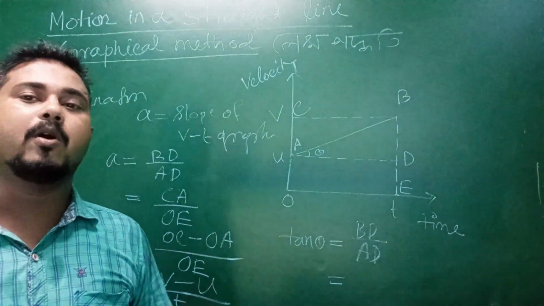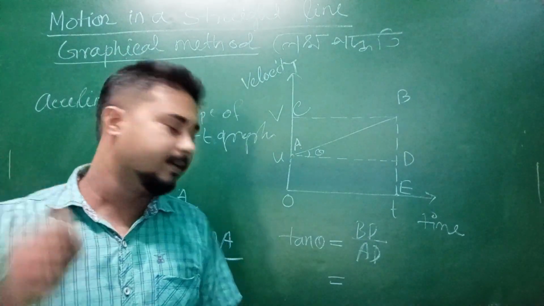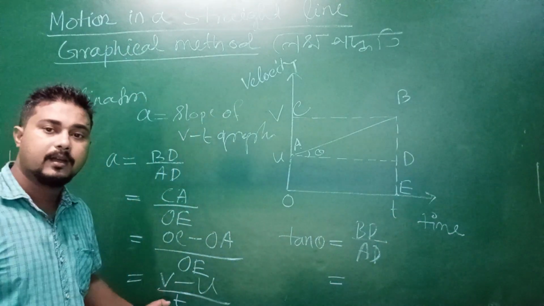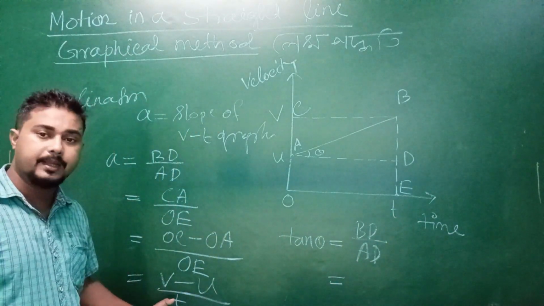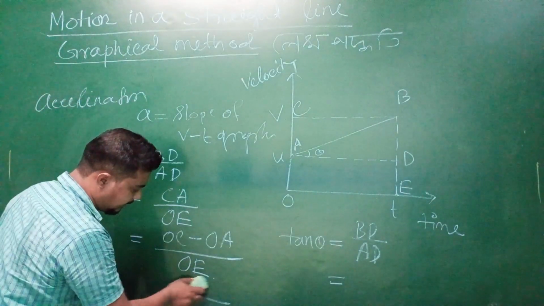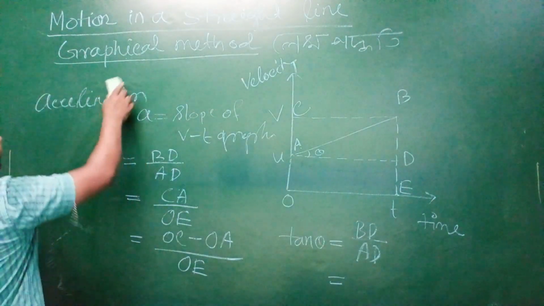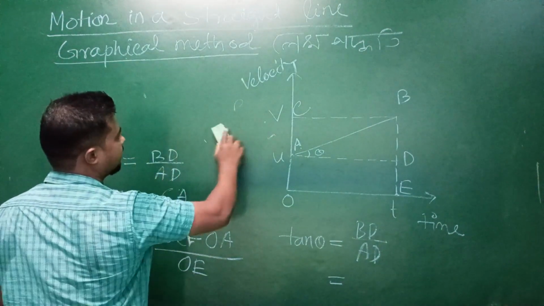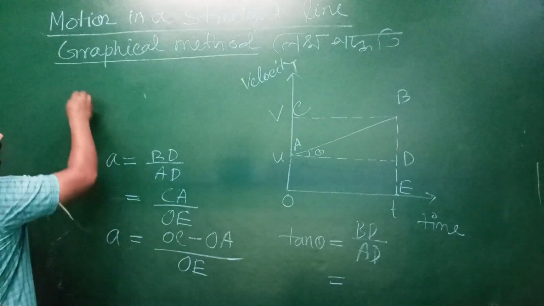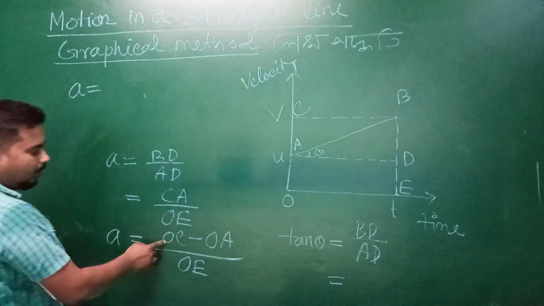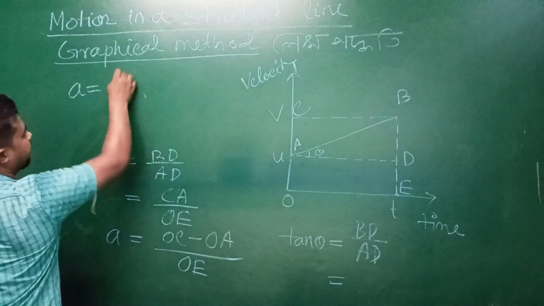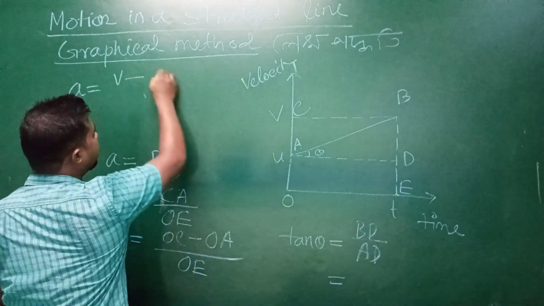So we have got the expression for small a. The acceleration is v minus u by t. I have written this above for you. Then a is equal to OC minus OA, where OC is v and OA is u.